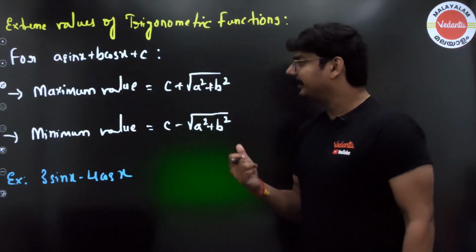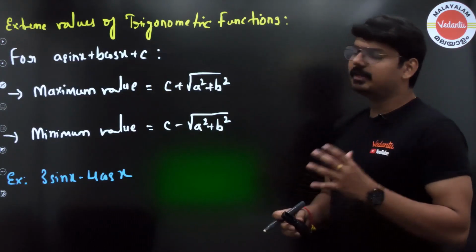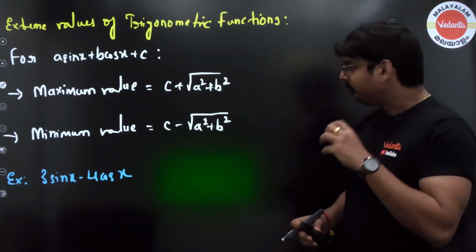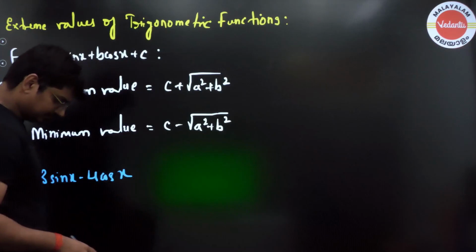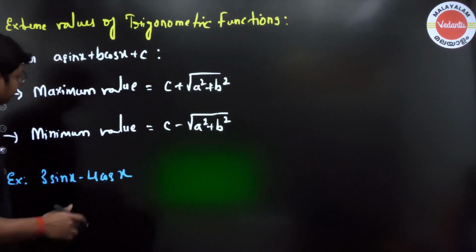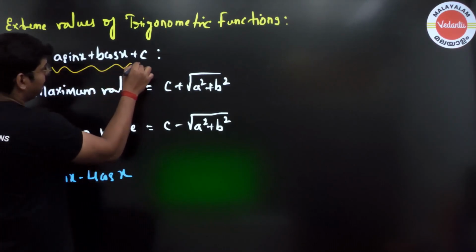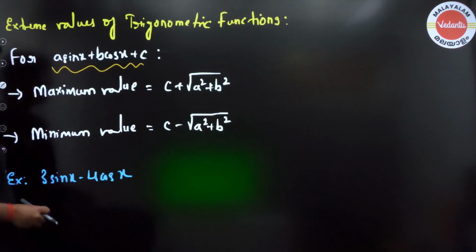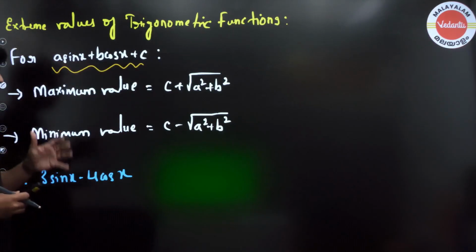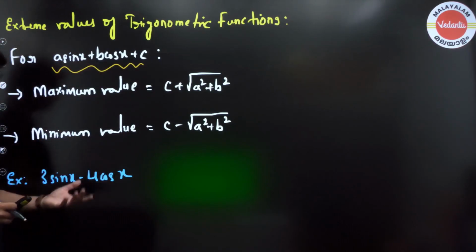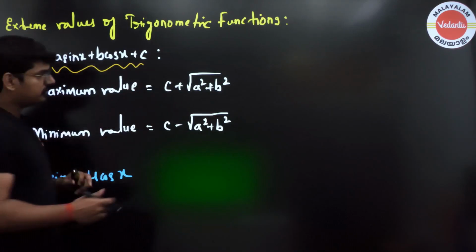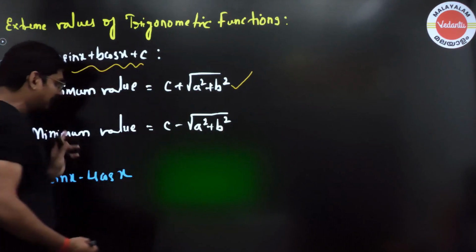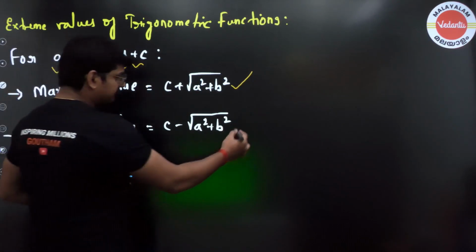Okay. So similarly, guys, after this we have extreme values of trigonometric functions. Let's say you have a trigonometric function like this: a cos x plus b sin x plus c. If you want to find the extreme values of this expression, that is, what is the maximum value and what is the minimum value, this is the formula. For maximum value, use this formula. For minimum value, you can use this particular formula.